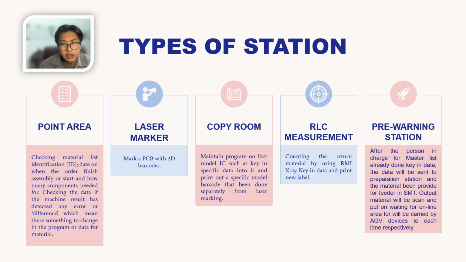Output material will be scanned and put on waiting for online area to be carried by the AGV device to each lane. The AGV device is for lowering human movement, so we're using a robot or a device to take the material from one place to another place without human interaction.